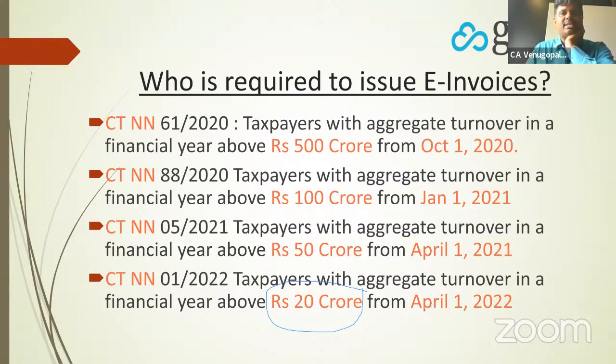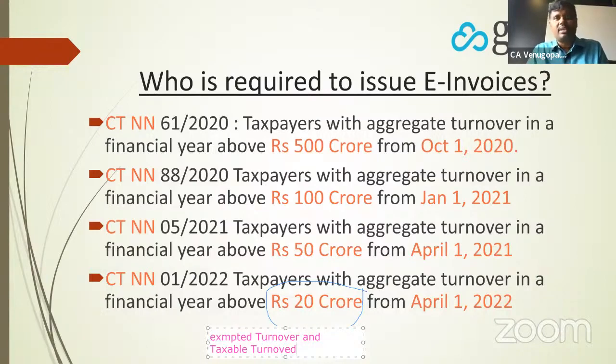Friends, please understand, when we say 20 crores, the 20 crores has to be read as the turnover meaning exempted turnover and taxable turnover. It is exempted turnover and taxable turnover. This is something one has to be really mindful of. Otherwise, we will err, and when there is an error, it is going to be costly.